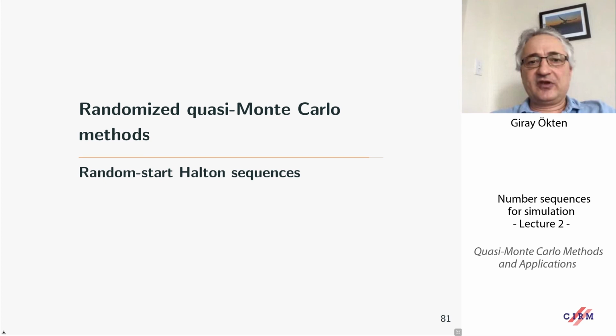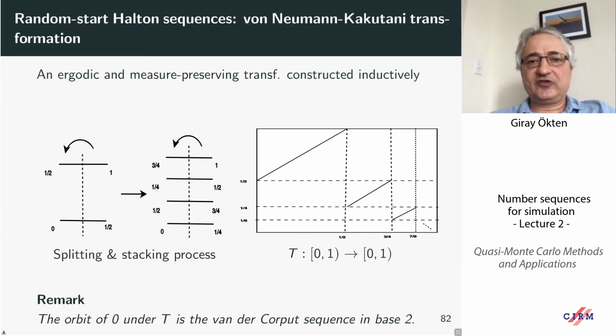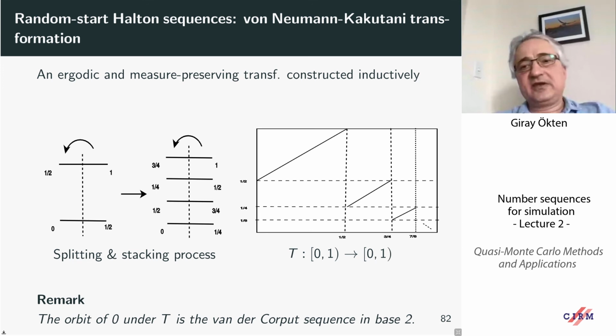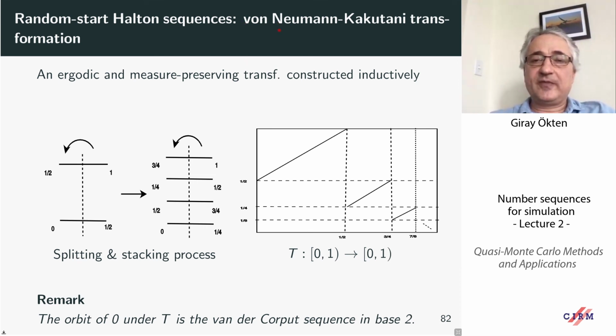Now, the last topic, Halton sequences, and I'm going to go through this quickly. The way to think about the van der Corput sequence is using ergodic theory. Now, the von Neumann-Kakutani transformation, if I'm not mistaken, is the first example of an ergodic and measure-preserving transformation on the unit interval [0, 1].